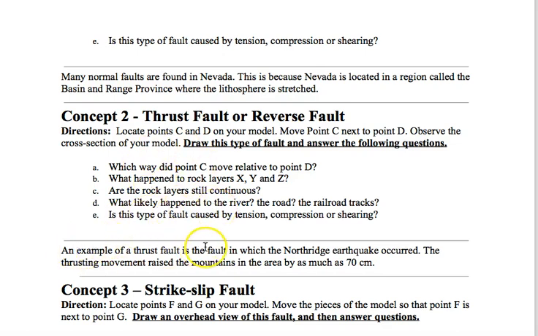Again, an example of a thrust fault is the fault in which the Northridge earthquake occurred. So again, if you don't see these on your lab, add these notes to your lab. That way you can use them on the test, and it'll help you out in the test.